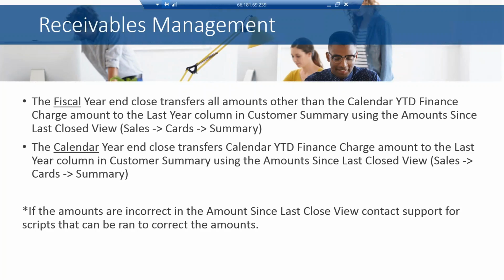All right, so then the calendar year-end close transfers the calendar year-to-date finance charge amount to the last year column in the customer summary using the amount since last closed view, same view. So one bullet point here that I just wanted to make sure that you were aware of is if the amounts are incorrect in the amount since last closed view, contact support for scripts that can be run to correct those amounts. Okay, so there are ways of actually fixing this. So just be aware of that.